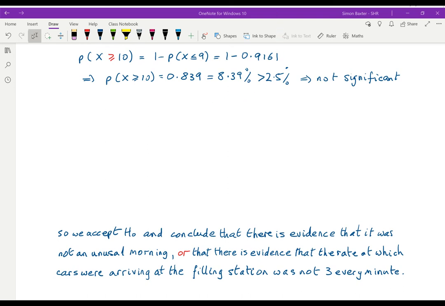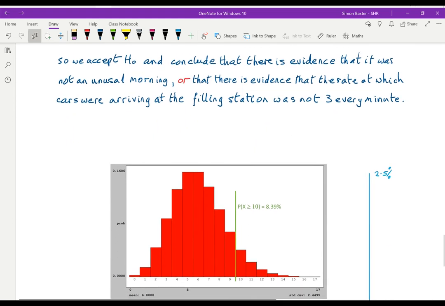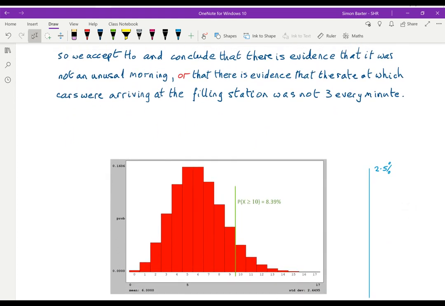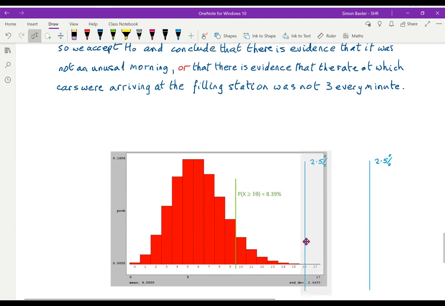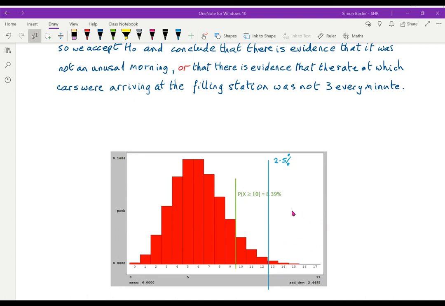I have also drawn a graph so that we can see it. And in this case, we have the probability that x is greater than or equal to 10 is the area to the right of the green line. That is over 8%. So when I put the blue 2.5% line on, it must be on the left of the green line, which means that the value x equals 10 cannot lie in the critical region. We don't have to work out where the critical region is. We just know that 10 cannot be over here.